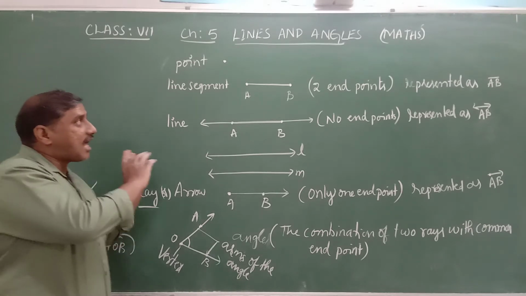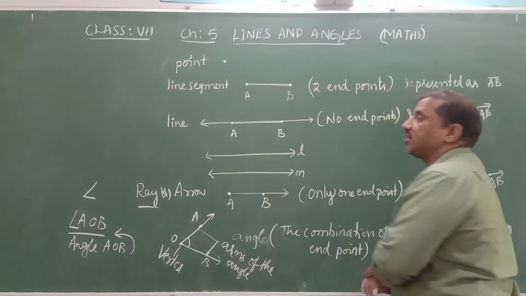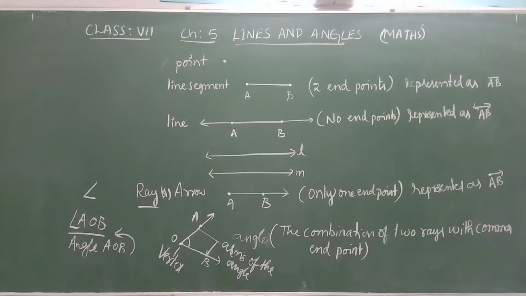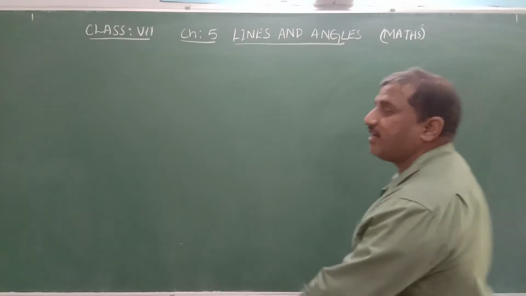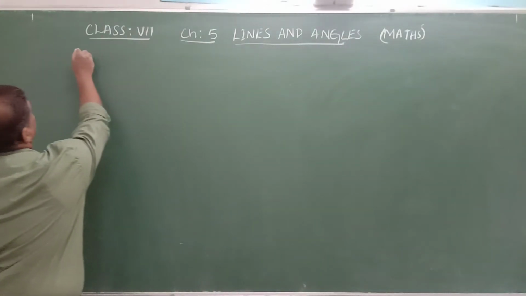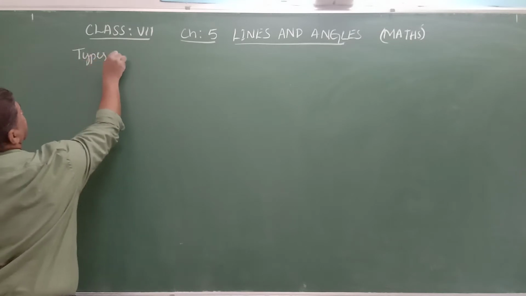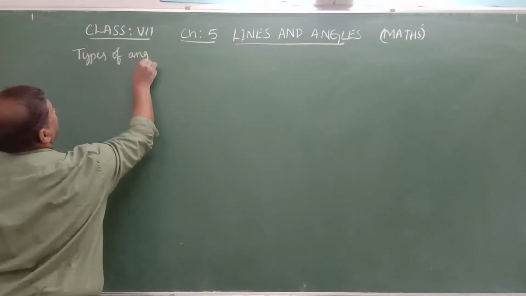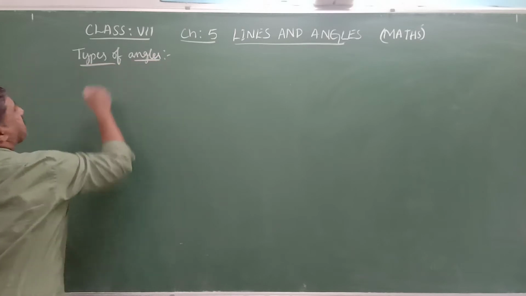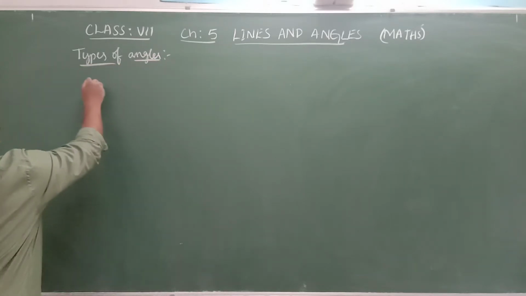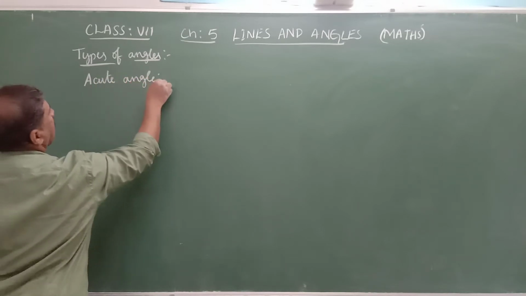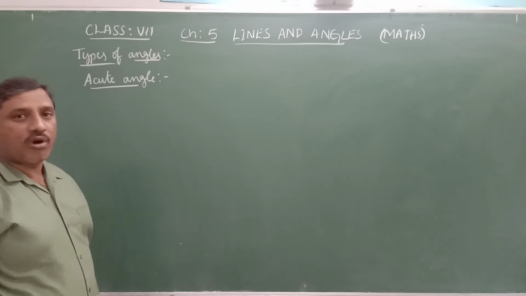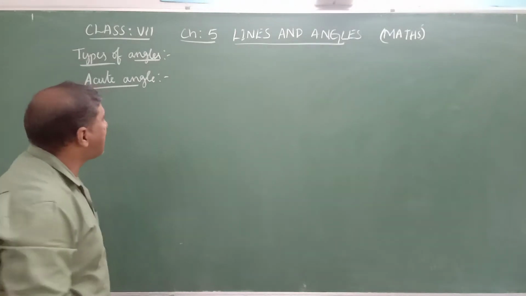Now we will discuss the types of angles based on their measure. We have already come across them in class 6. The first is the acute angle. What is an acute angle? An angle whose measure is more than 0 degrees and less than 90 degrees.